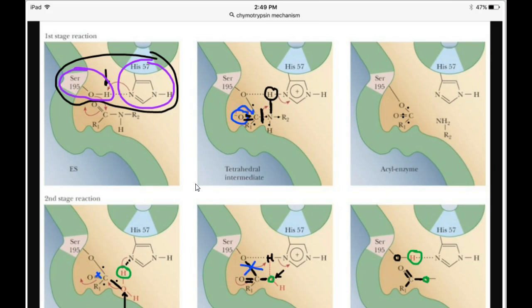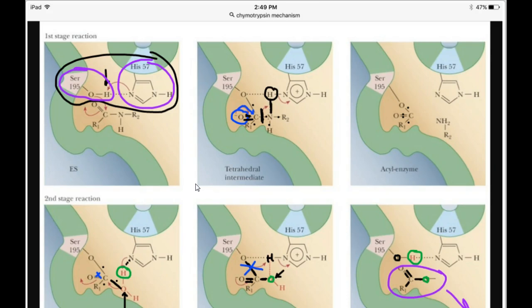If we come back to the end of step 6, we see that serine has a restored hydroxyl group and histidine is not protonated. So we've recycled the enzyme back to what it was when we started. What the schematic doesn't show is that the other half of the substrate will now act as a second leaving group. It will leave the active site, and the active site will be empty, the hydrophobic pocket will be empty, and we're ready to accept the next substrate and do it again.